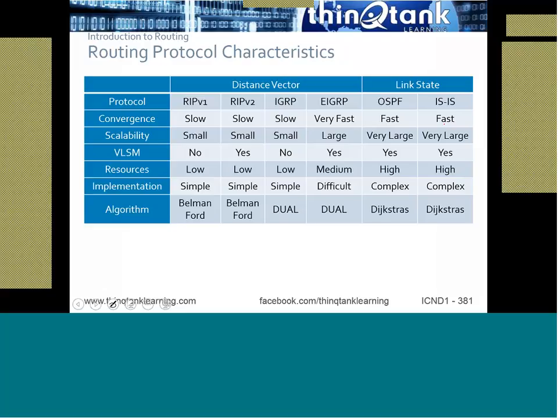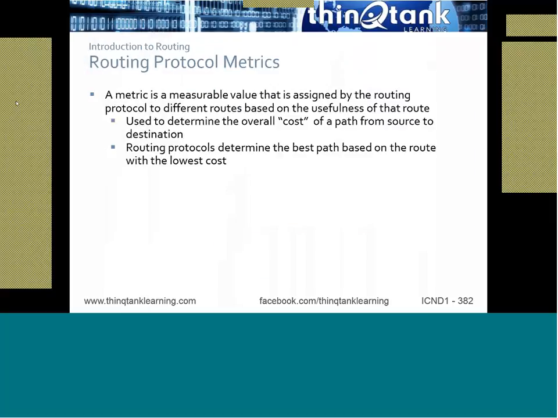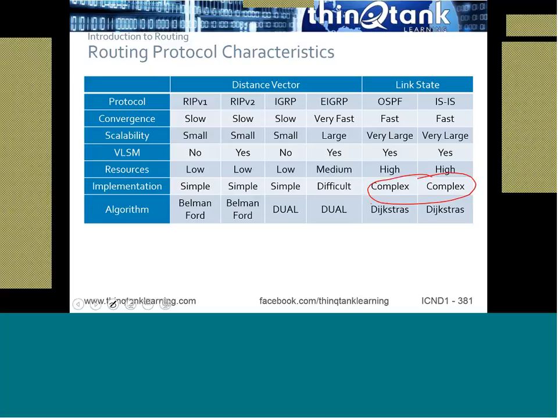Do they support variable length subnet masks? RIP version 1, no. IGRP, no. Everything else, yes. What kind of resources are required on the router to run the protocols? As you can see, link state routers require a lot more resources, but that's because of the way that they construct their database, that link state database. Implementation, very, very simple for the legacy protocols. It can get extremely complex when you're dealing with link state routing protocols, even more so than EIGRP.